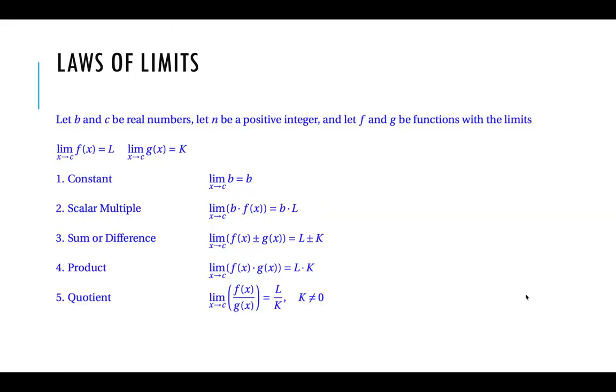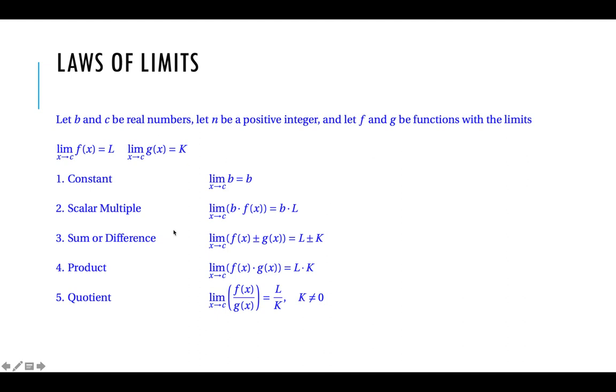Okay, so if B and C are real numbers, and N is a positive integer, and F and G are functions with the limit as X approaches C of F of X equal to L, and the limit as X approaches C of G of X equal to K. So, the limit as X approaches C of B, where B is a constant real number, is going to equal B. The limit as X approaches C of B times F of X is going to equal B times L, or B times the original limit as X approaches C of F of X.